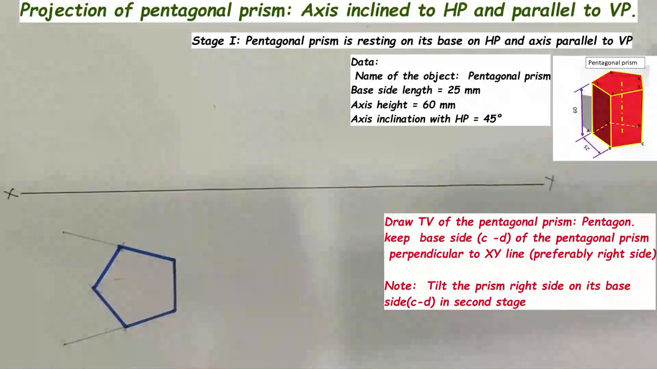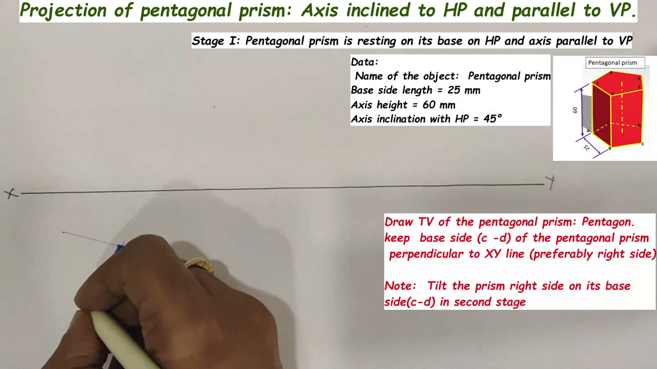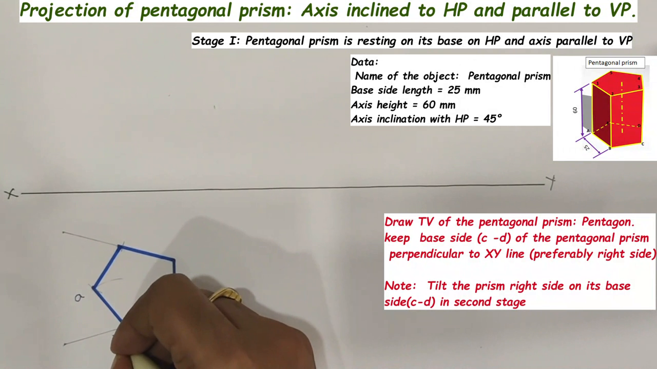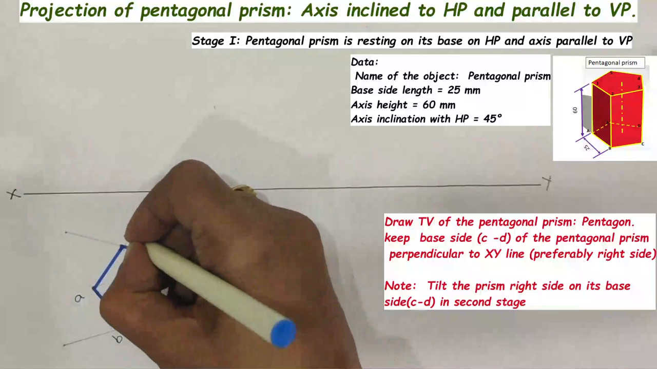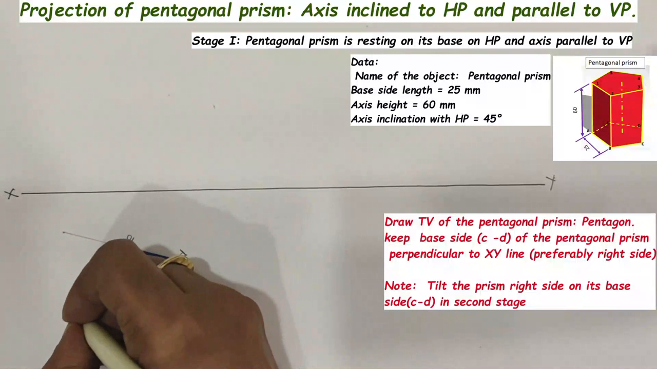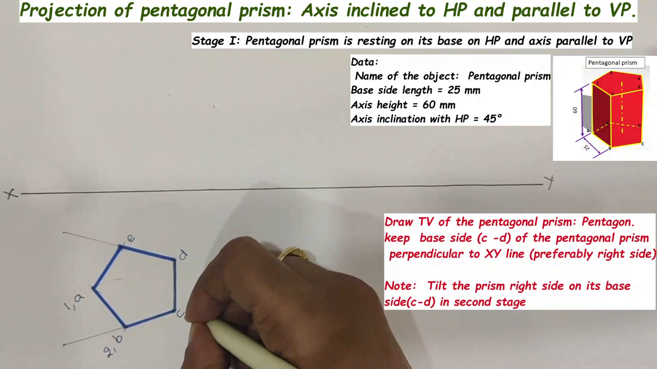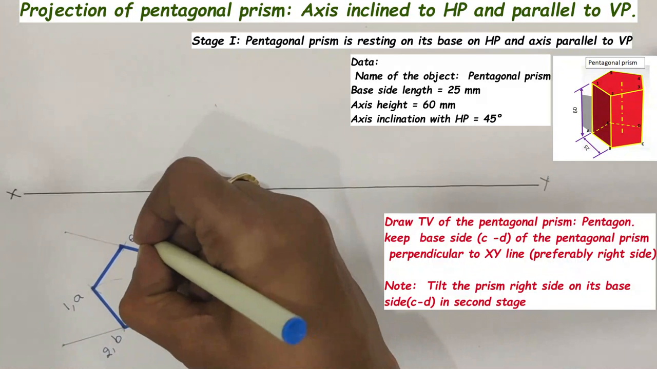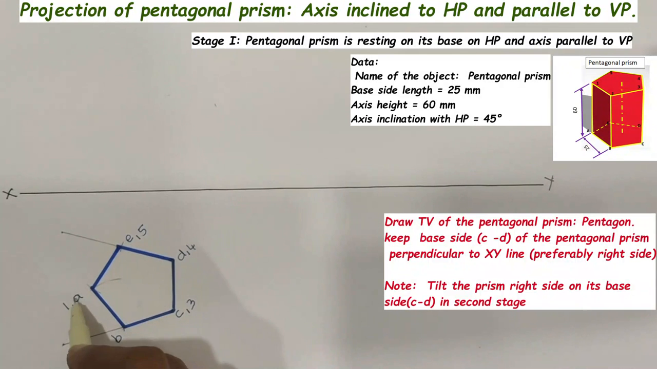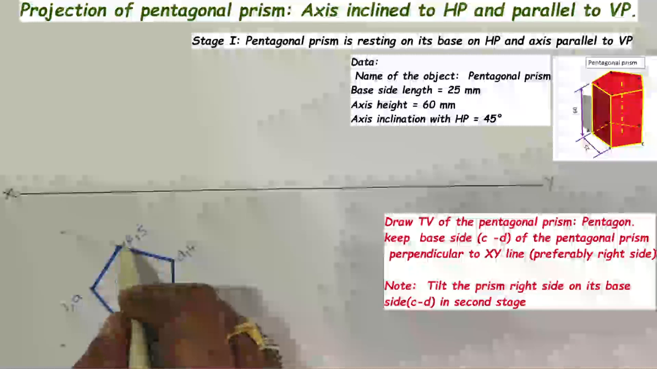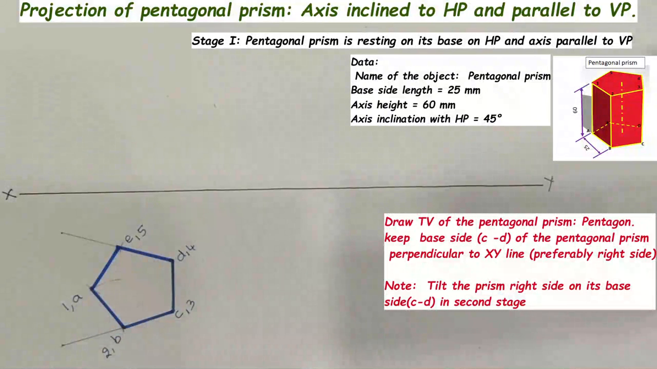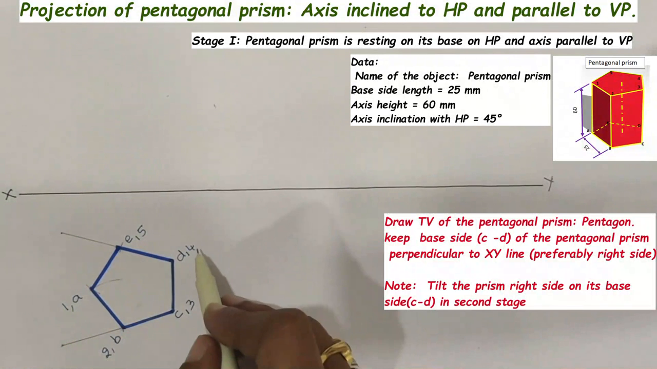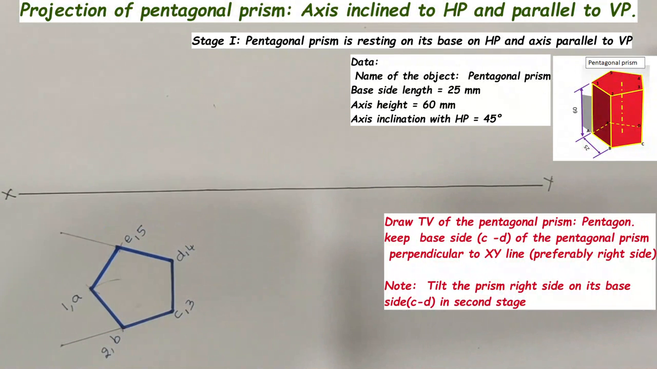After drawing the pentagonal prism's base in top view, name the corners of the bottom base points as well as the top base points. Here A, B, C, D and E are the bottom base corner points. 1, 2, 3, 4 and 5 are the top base corner points of the pentagonal prism.